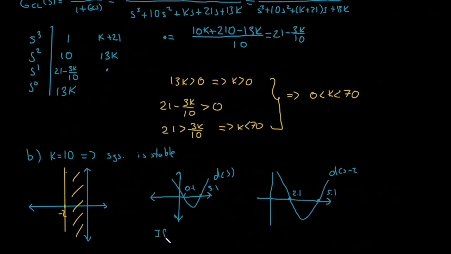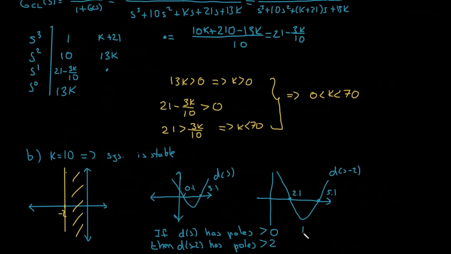And notice that, let me try to write over here. If d of s has roots or poles greater than 0, then d of s - 2 has poles greater than 2. Because here are the poles 0.1 and 3.1. Now they are greater than 2 because we shifted it by 2.